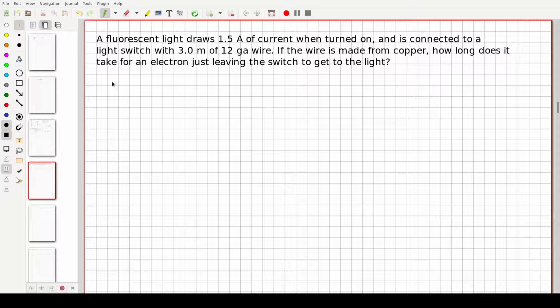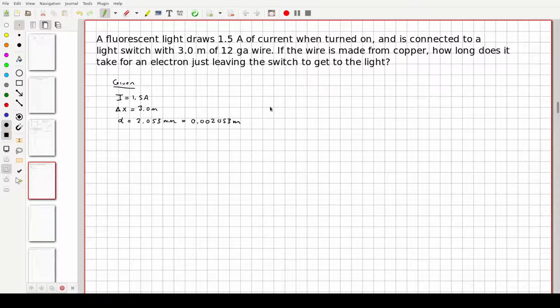So what we're given here is that we have 1.5 amps of current. We have a distance, which I'm going to call, just for the sake of brevity, delta x. It's 3.0 meters. Now, 12 gauge wire, if you look that up, has a diameter of 2.053 millimeters, which would be the same thing as 0.002053 meters.